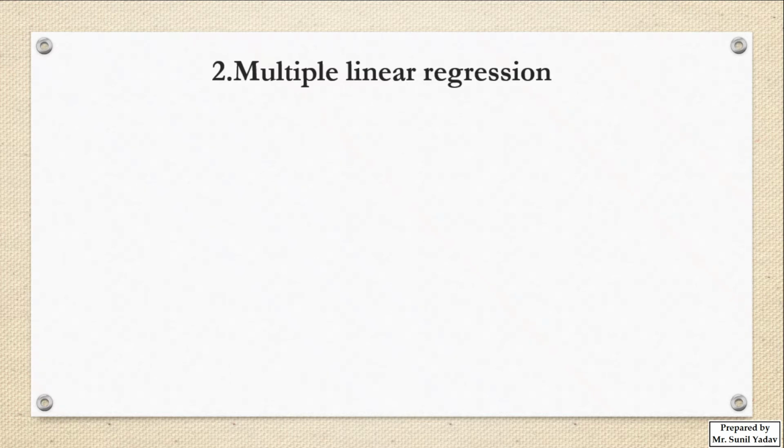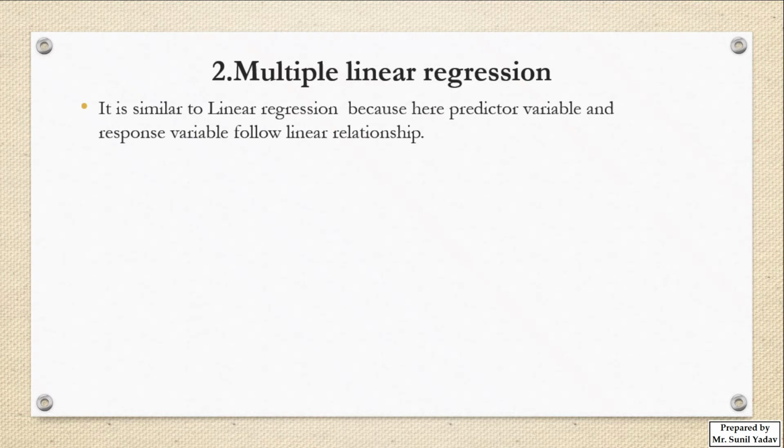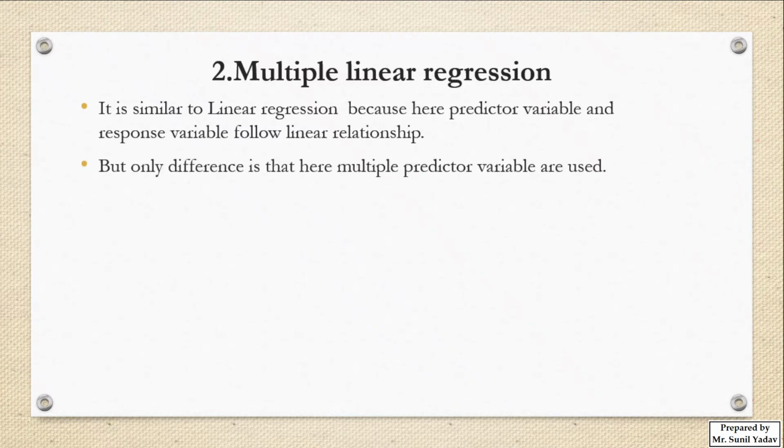Since we are already aware of linear regression, in linear regression one predictor variable and one response variable were there, where the response variable was on the right side and the predictor variable was on the left-hand side. Multiple linear regression is similar to linear regression, but the only difference is that instead of using one predictor variable, here we use more than one predictor variable, and the predictor variables can be x1, x2, x3 or more than that also.